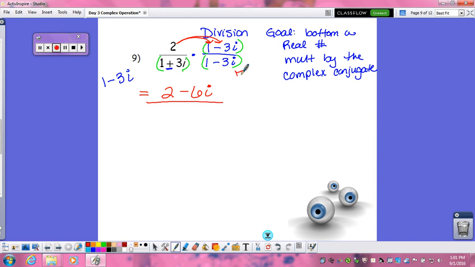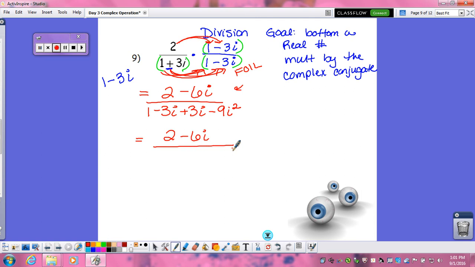Then we're going to go ahead and FOIL our denominator. So 1 times 1 is 1. 1 times negative 3i is negative 3i. 3i times 1 is a positive 3i. Positive 3i times a negative 3i is a negative 9i squared. If we take a look at our numerator, there's nothing we can do, so let's look at our denominator. So our numerator stays the same as 2 minus 6i.